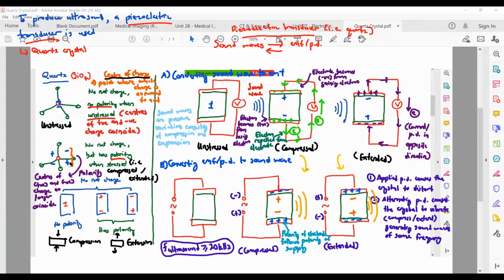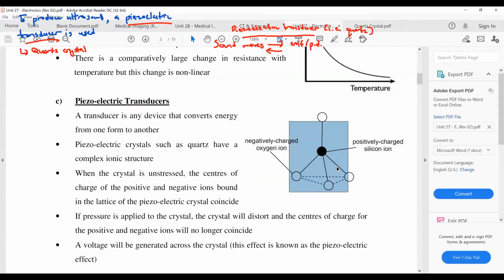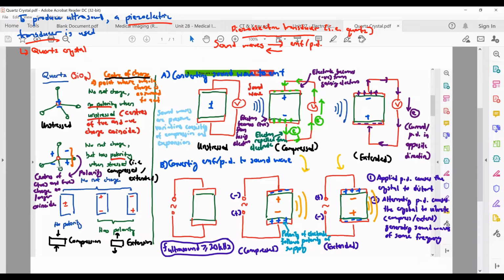When you compress or extend your quartz crystal, you are actually changing the structure a little. Imagine that your quartz crystal looks like this, a tetrahedral structure. When you compress and extend it, this part here may stretch down a little, or this part here may go up a little. As a result, when you stress your quartz crystal, either by compressing or extending it, your centers of positive and negative charge will no longer coincide. You now have polarity here. You have no net charge, but you have polarity.